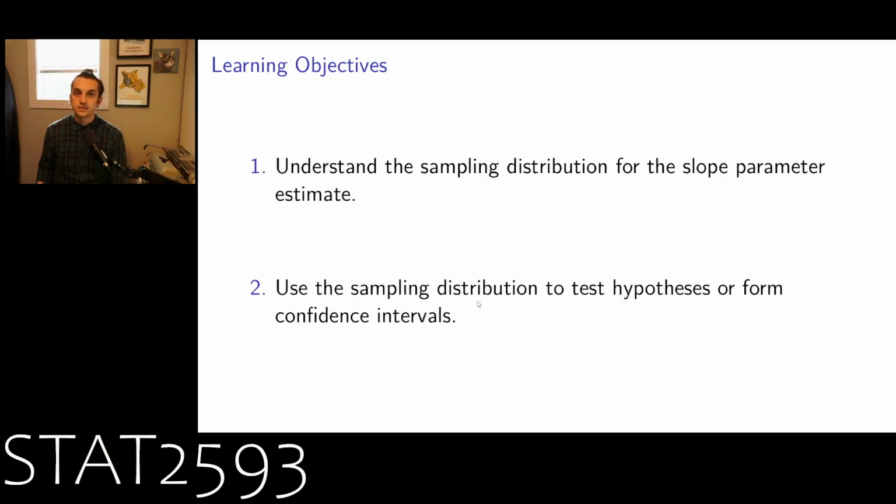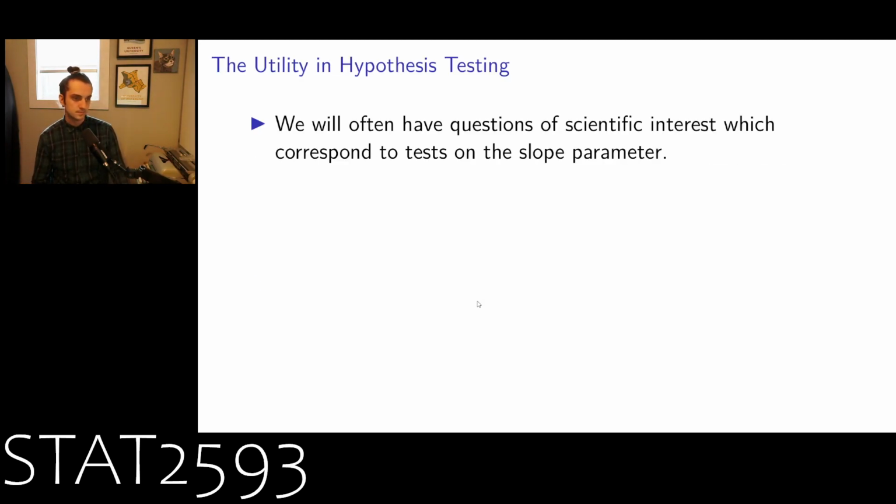So the two objectives for today are to understand the sampling distribution for the slope parameter, and then to use the sampling distribution to test hypotheses or form confidence intervals. Once we get that sampling distribution down, as we saw in the sections on hypothesis testing and confidence intervals, we can apply the same types of procedures we're used to applying.